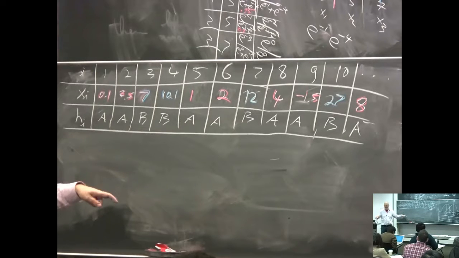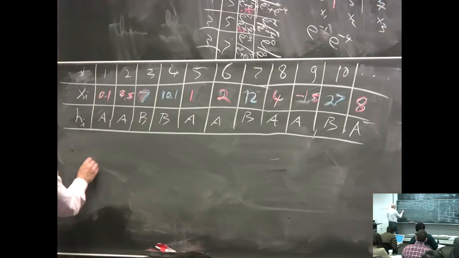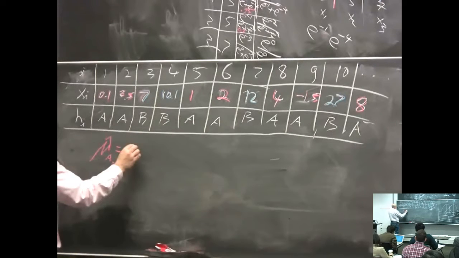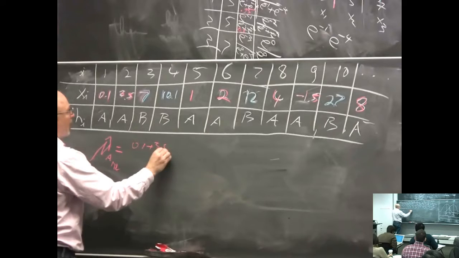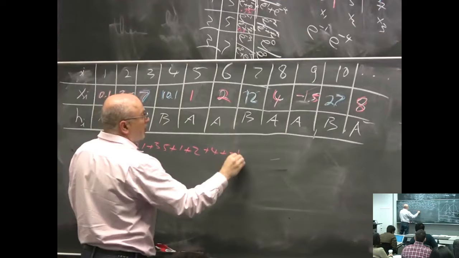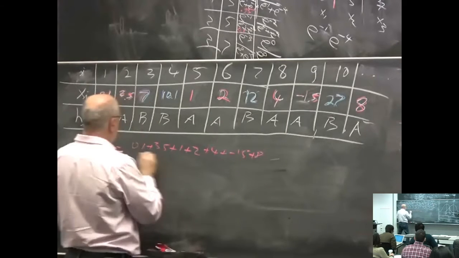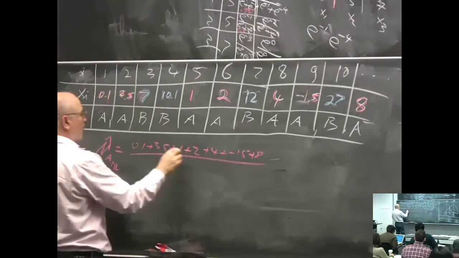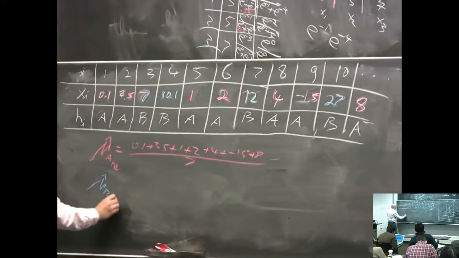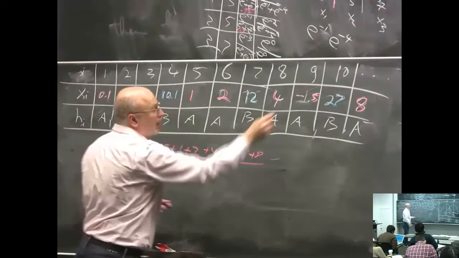Estimating the mean of the red distribution, estimating the mean of the blue distribution. All right, so mu A, maximum likelihood, would be 0.1 plus 3.5 plus 1 plus 2 plus 4 plus negative 1.5 plus 8 divided by 1, 2, 3, 4, 5, 6, 7. And mu B, maximum likelihood, would be similarly the sum of these divided by 4.